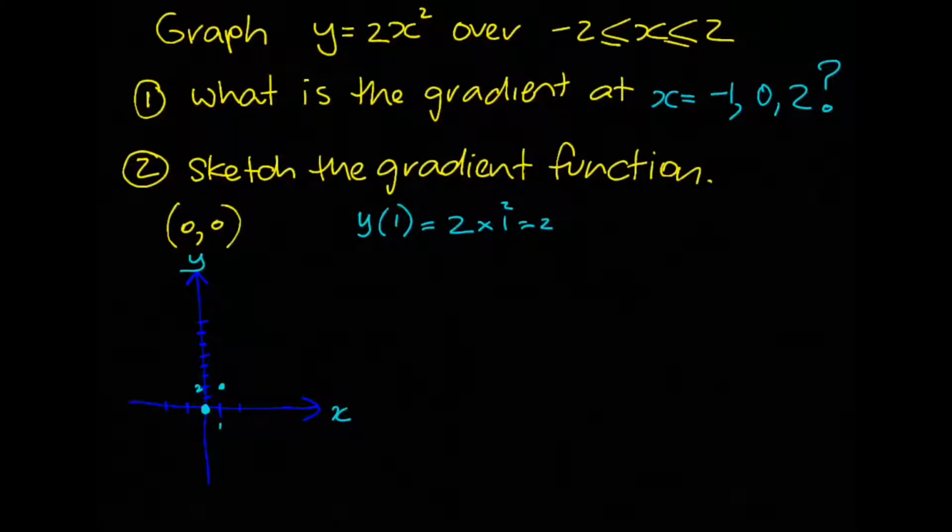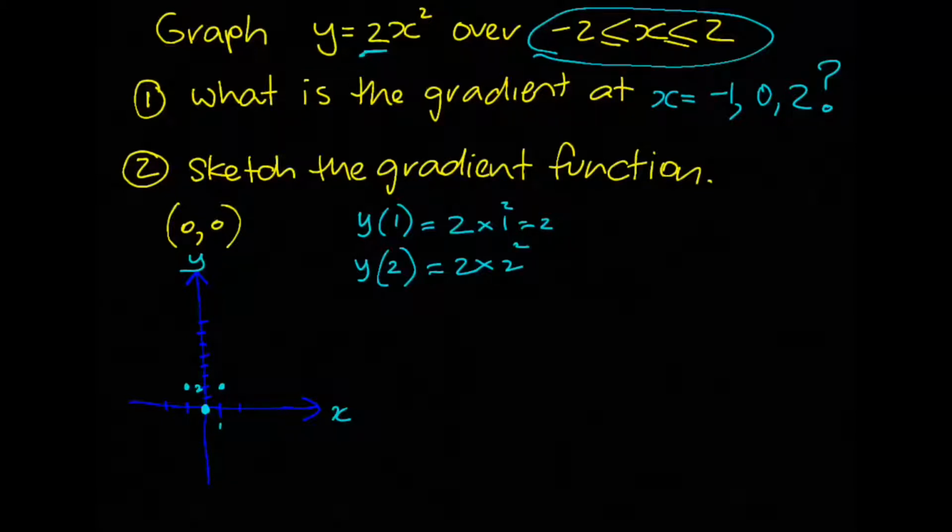And we know because it's x squared that we've also got symmetry about the y-axis here. And it's positive because the a value is positive, so it's going to be this shape. Now the boundaries they want us to graph include negative 2 and 2 for x values. So let's find y when x is 2, and that equals 2 times 2 squared, which equals 8, and that's the same for y when x is negative 2 because the square makes it positive.